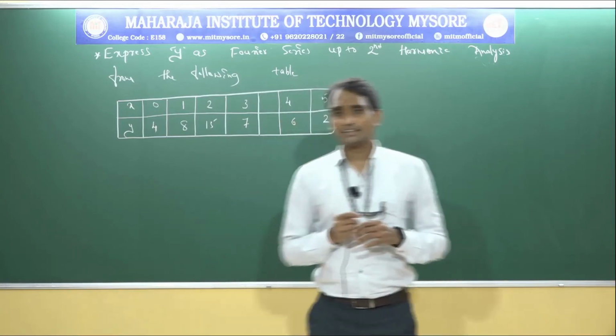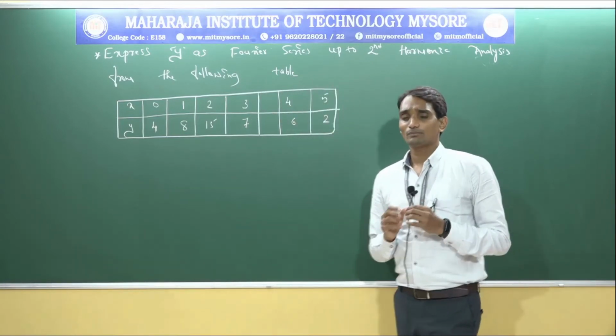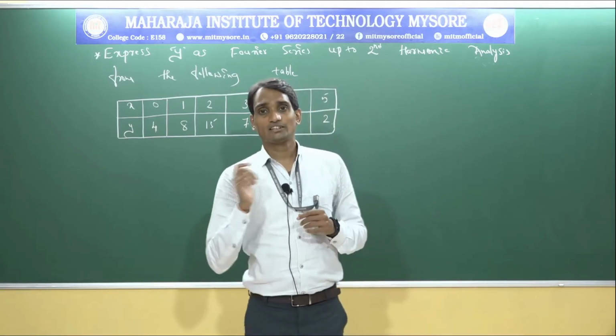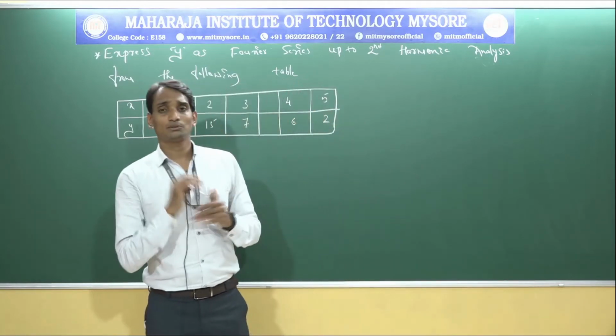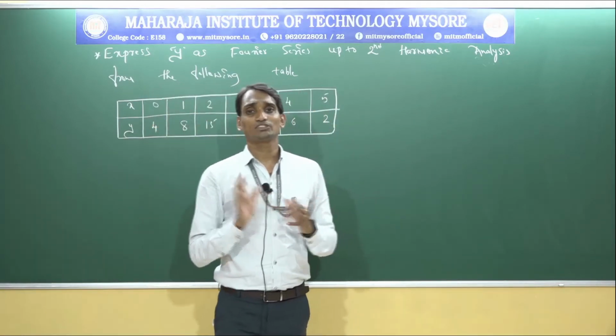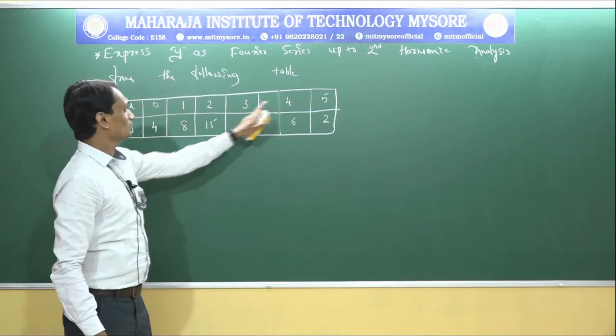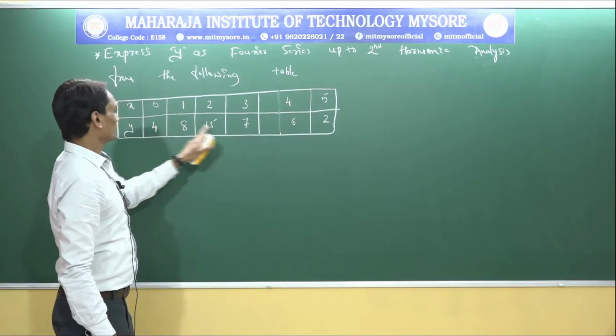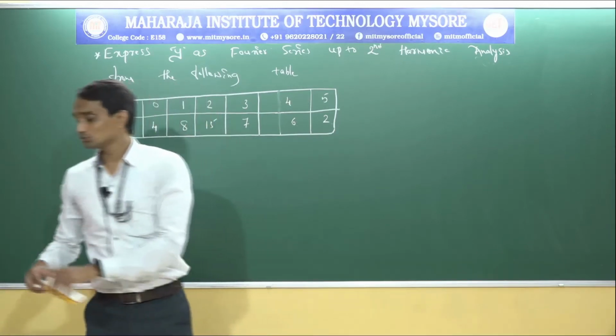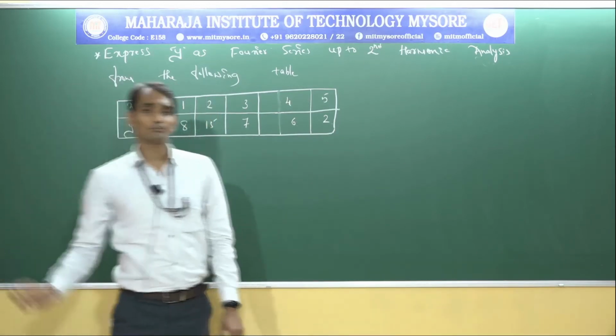Second harmonic analysis, what does it imply? It means including the A naught value, A1, B1, A2, B2, these are all the values we need to calculate. X equal to 0, 1, 2, 3, 4, 5, y equal to 4, 8, 15, 7, 6, 2. These are all the x and y values mentioned.